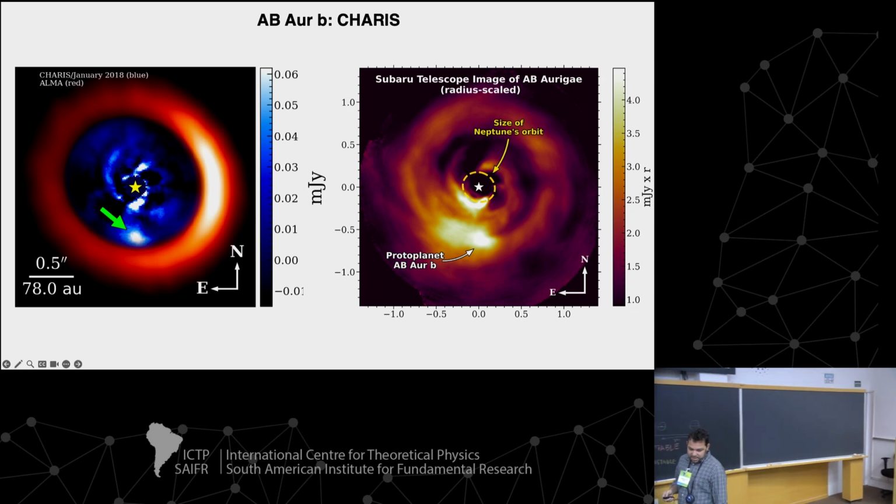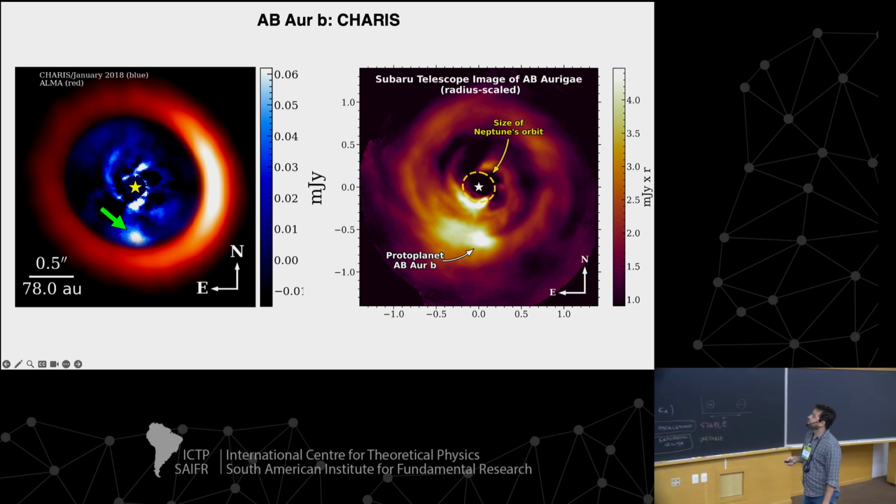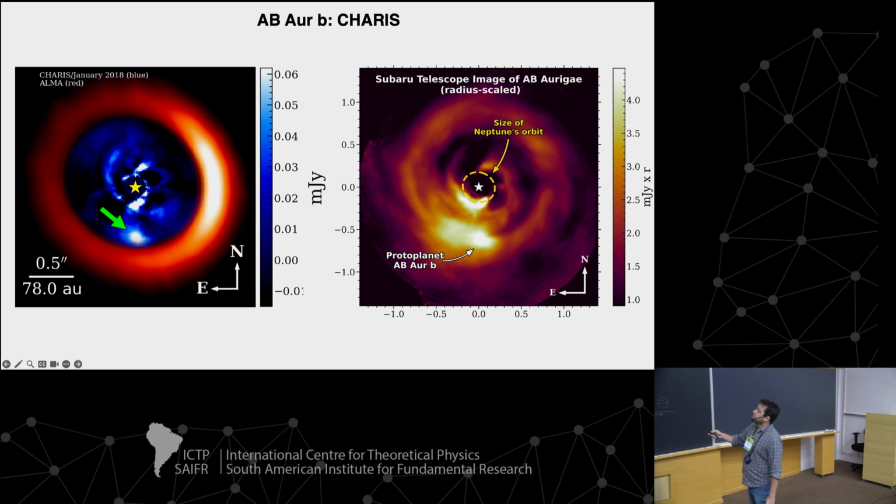All right. So what is the system here? This is the observation by Caris, and then the ALMA observation overlaid here in red. The blob is in here, right? This blob is at about 90 AU. This is the size of Neptune's orbit here.